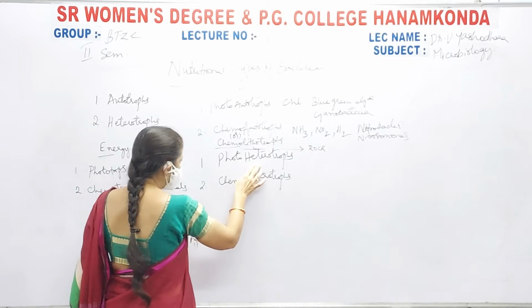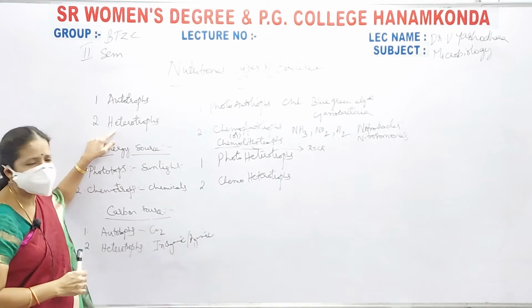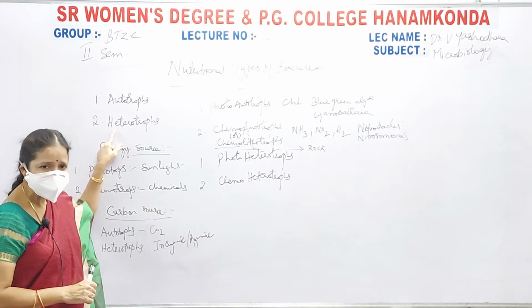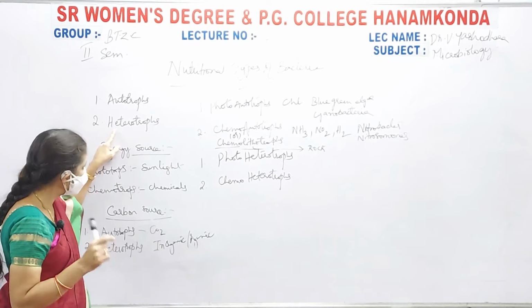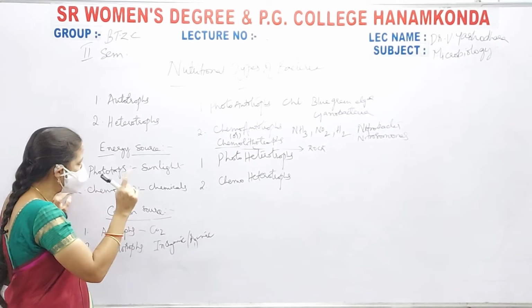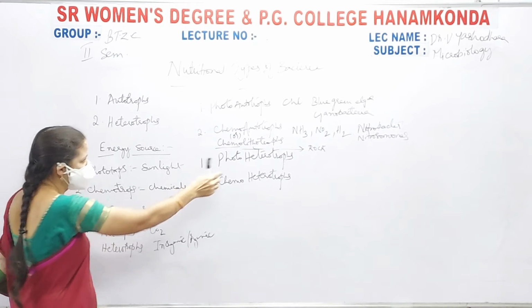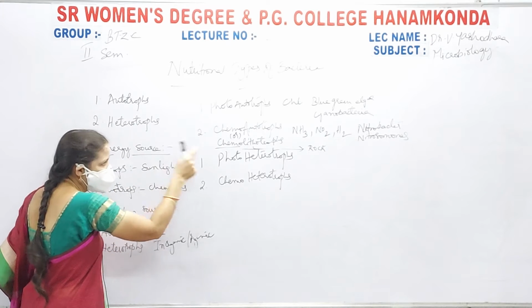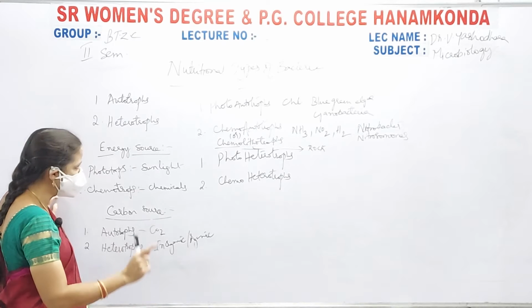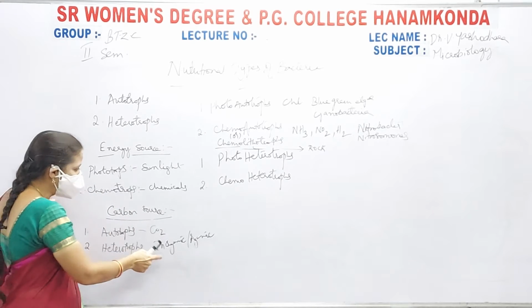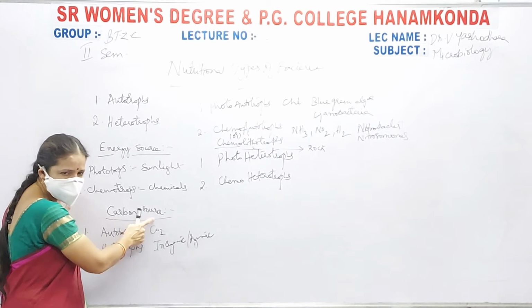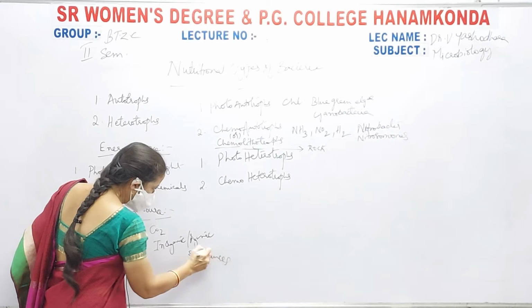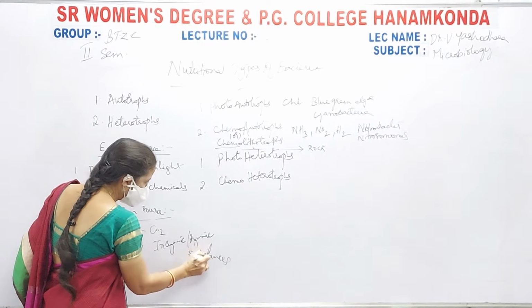Heterotrophs are the organisms that cannot synthesize their own food material; they are dependent on other organisms for their food material in the form of organic nutrients. Next definition, photoheterotrophs are the organisms that are dependent on sunlight as the external energy source. Photoheterotrophs are the organisms that are dependent on organic and inorganic substances as a carbon source. That means, see here, organic and inorganic substances as a carbon source.